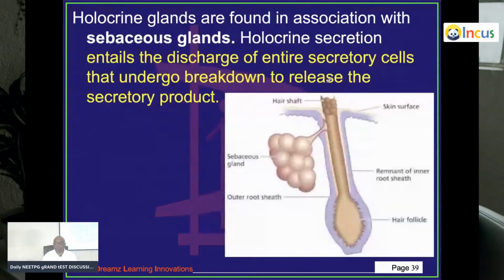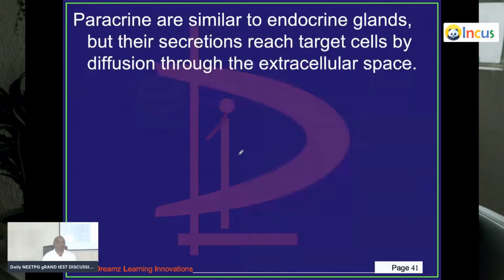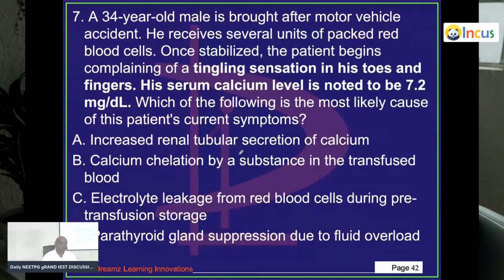Sebaceous glands are holocrine glands. Eccrine glands are present in the skin throughout the body except the lips and glans penis. Merocrine glands secrete a watery secretion which is rich in sodium and chloride, that is sweat, directly onto the skin surface.